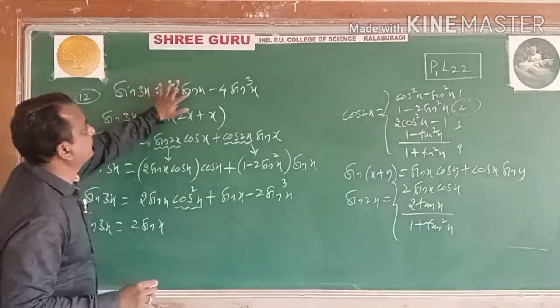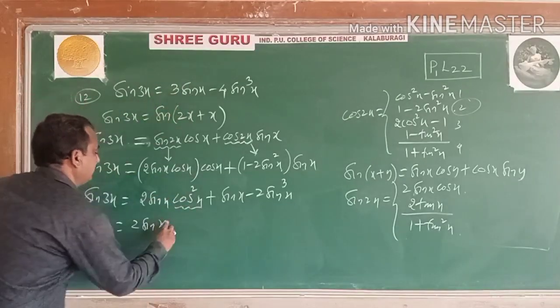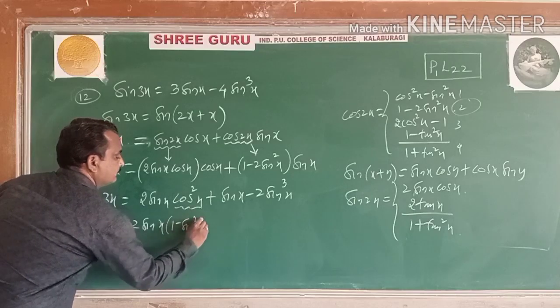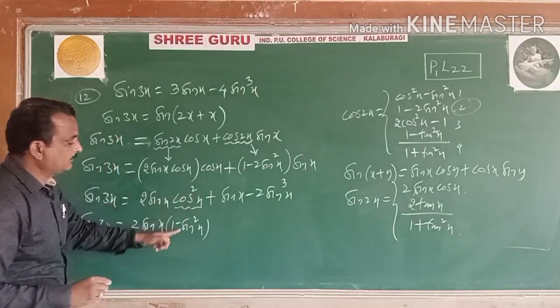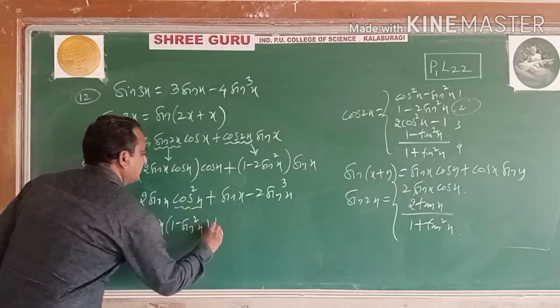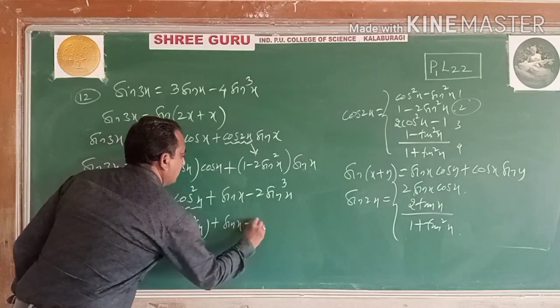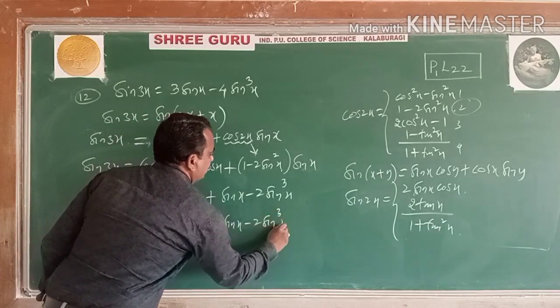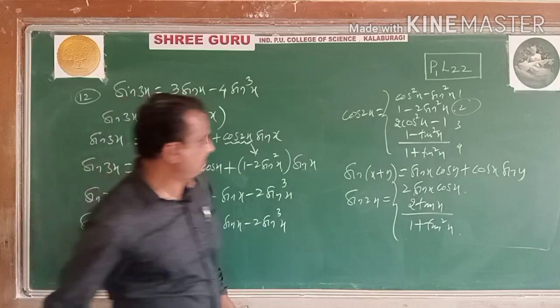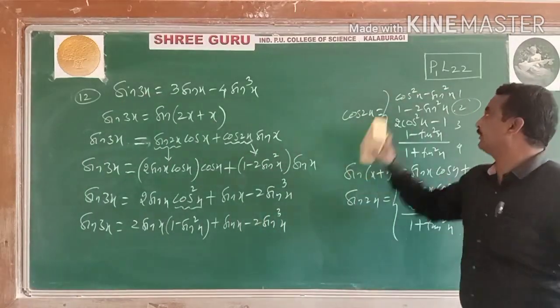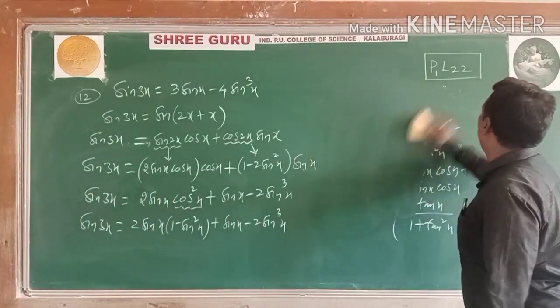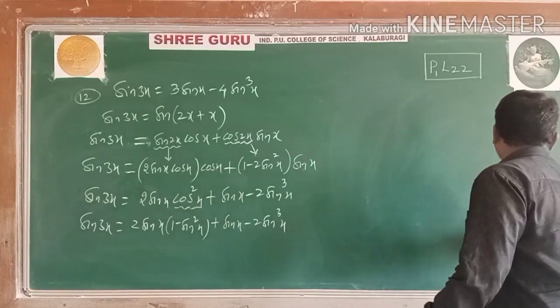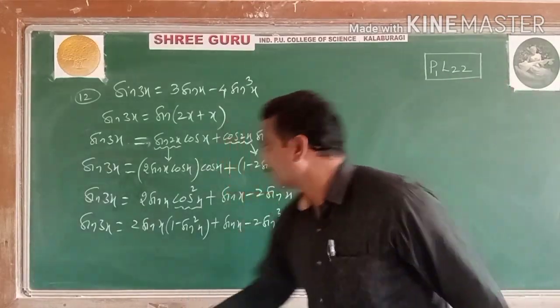You want in terms of sin. Substitute cos square x as 1 minus sin square x. Substitute cos square x as 1 minus sin square x, plus sin x as it is, minus 2 sin cube x as it is, plus sin x as it is, minus 2 sin cube x as it is. Now let us see, students. Substituting here.